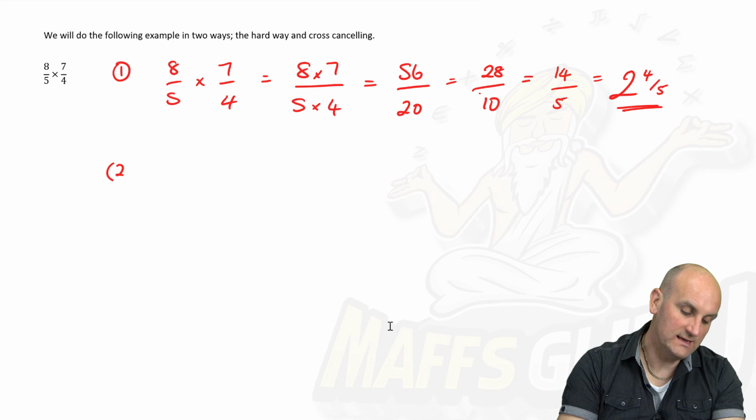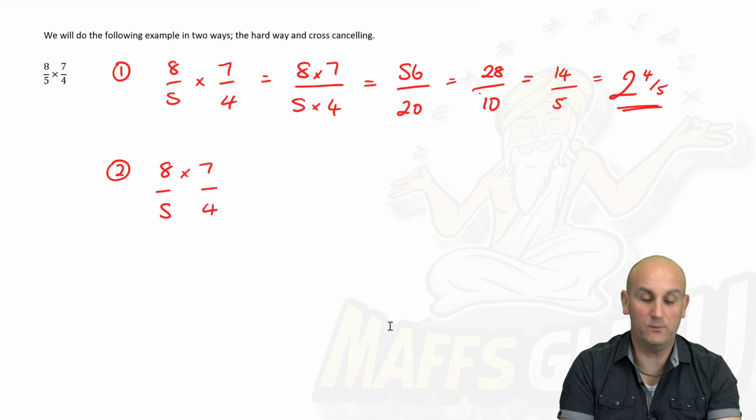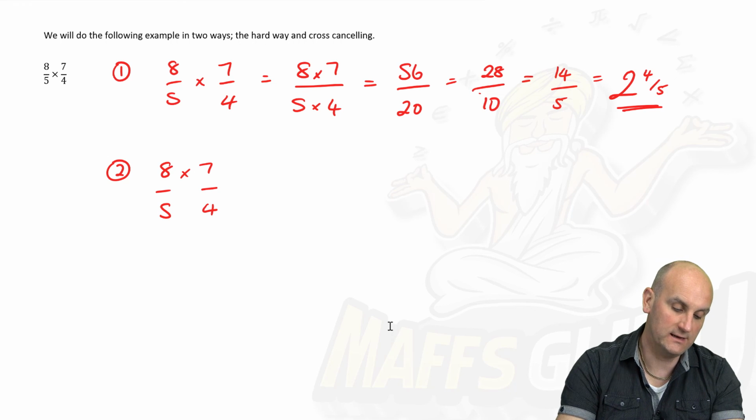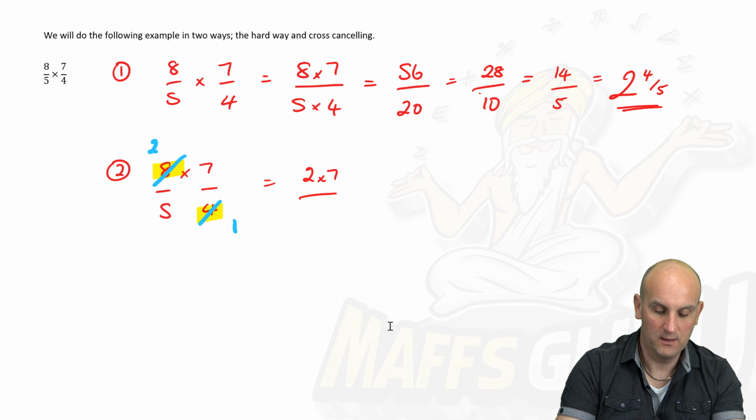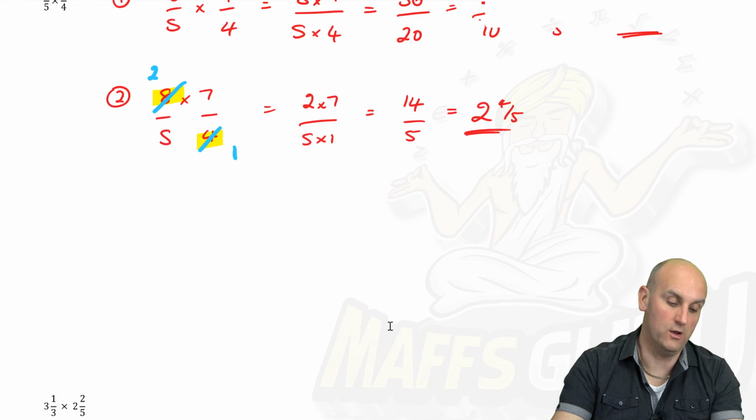What if we'd done it the easier way with cross cancelling? Let's actually not have that as one whole line there. Let's make it, okay, so can we see? Well, I notice that 8 and 4 could be cancelled. So 4's going to that once and 4's going to that twice. And so I now can have 2 times 7 on 5 times 1, which gives me 14 on 5, which is 2 and 4/5. Cross cancelling makes life a lot easier.